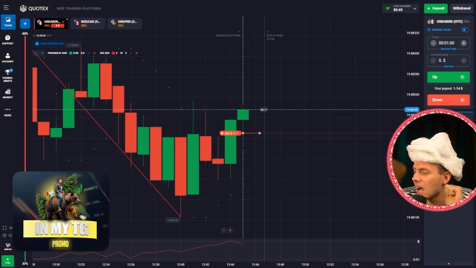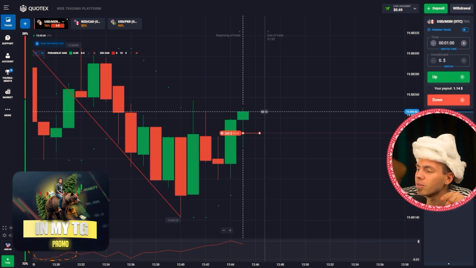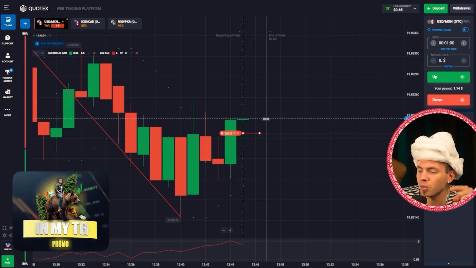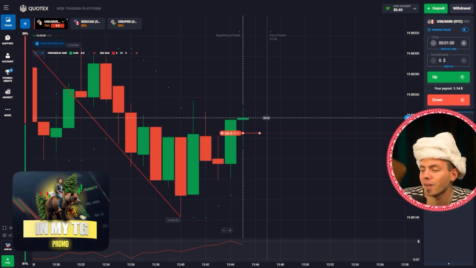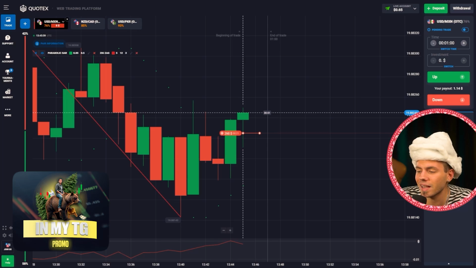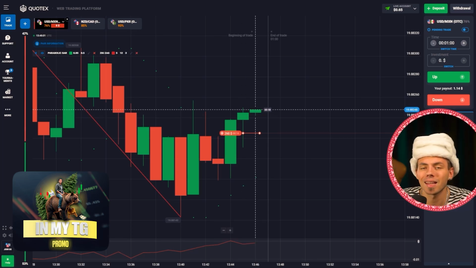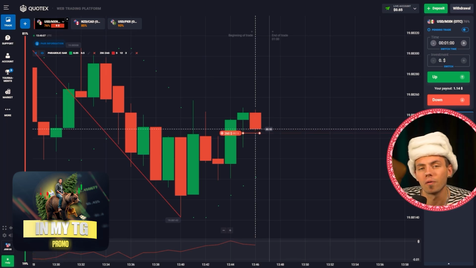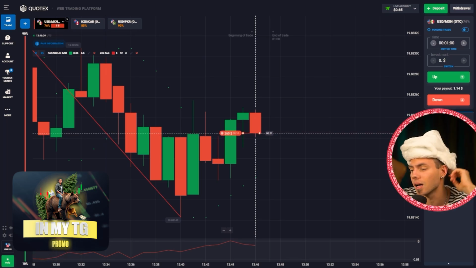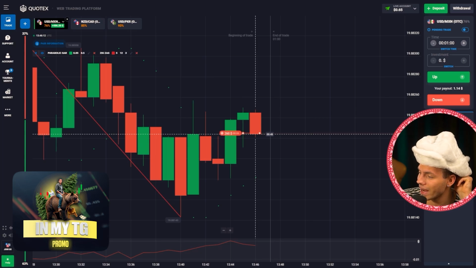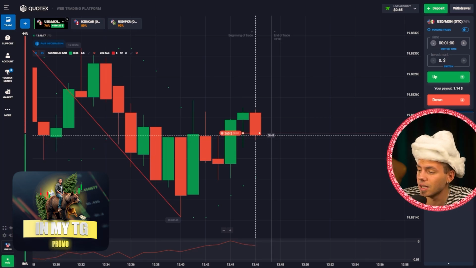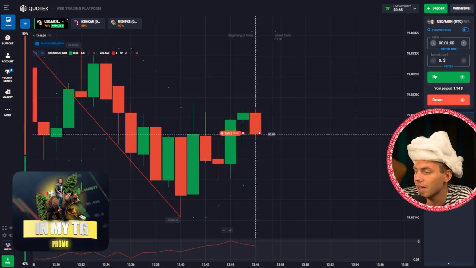So we have this resistance range between 19.88220 and 19.88260. So between these two levels, we have a very strong resistance, which means that right now the price can oscillate in between these levels, but definitely will not break out of the upper level of this range. This means that right now we will see the option going down, so the short option, and all we need is to be a little bit patient, guys.